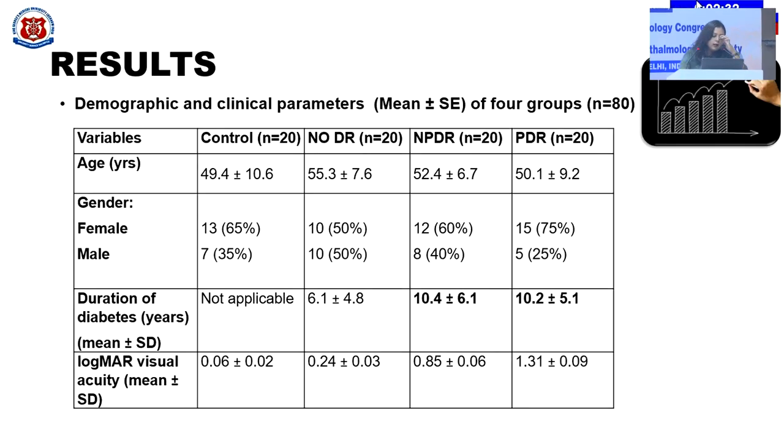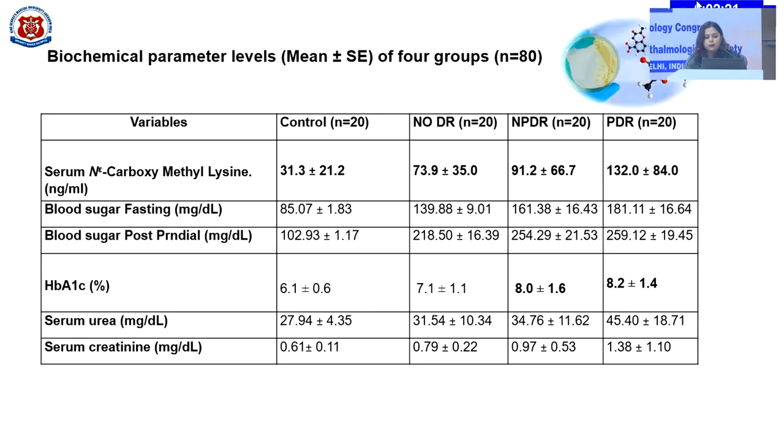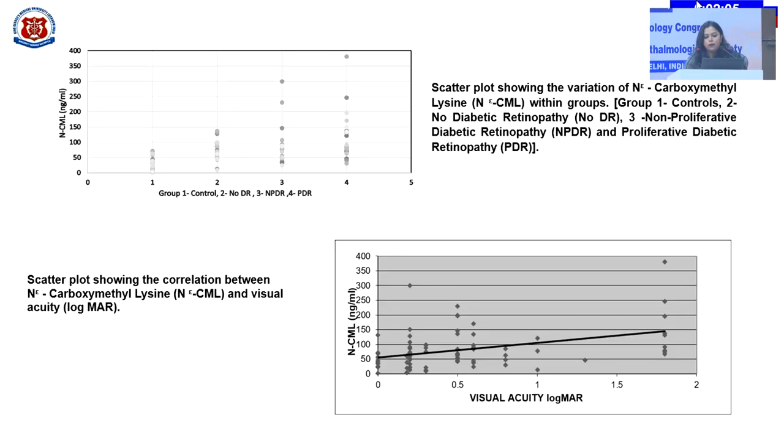In the results, I would like to highlight the main things. In our study, all the groups were age- and sex-matched. The duration of diabetes in the NPDR group and PDR group was comparable, and no significant difference was there. The NCML levels were rising in the groups as we proceeded in severity from control to proliferative diabetic retinopathy. But what is noticeable is that the HbA1c levels were not significantly different between NPDR and PDR. This is what the scatter plot shows about NCML and visual acuity, the functional changes which we saw with the severity: with the increase of NCML, the visual acuity was decreasing.